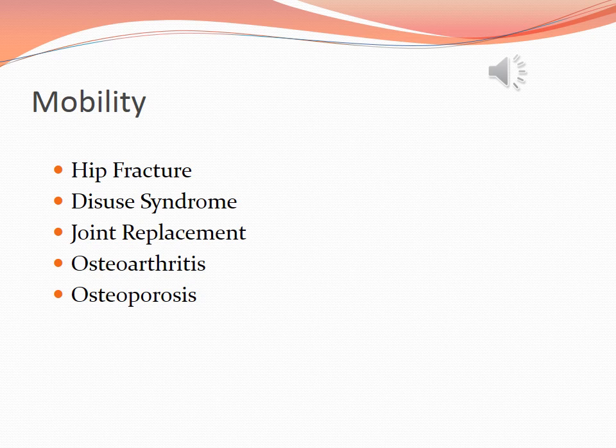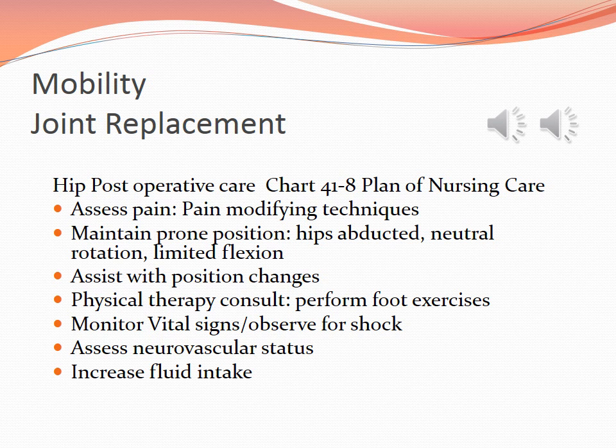The concept mobility will include the exemplars hip fracture, disuse syndrome, joint replacement, osteoarthritis, and osteoporosis. We will discuss a few of these. The exemplar joint replacement is under the category of the mobility concept. Patients with severe joint pain and disability may undergo joint replacement.